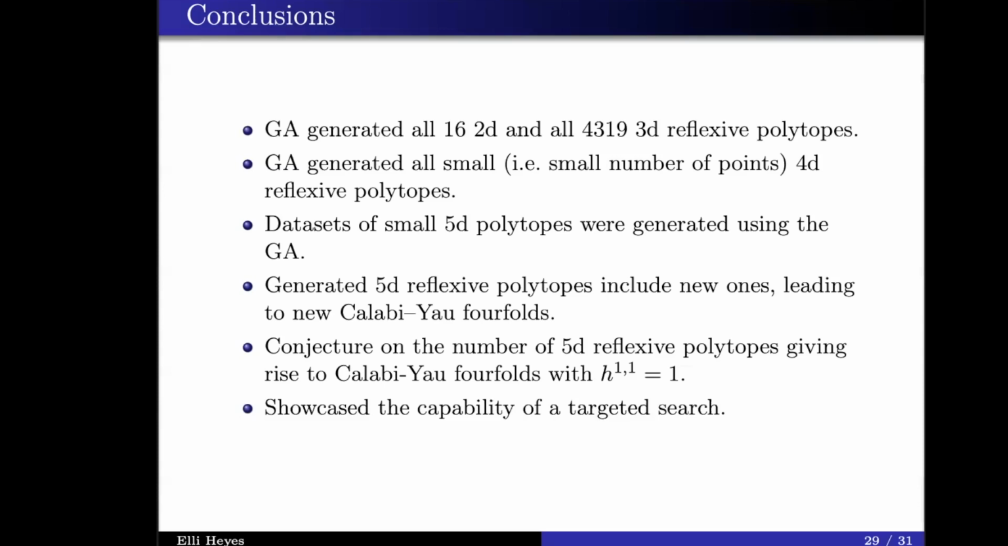Really, I think this last point is the most interesting, because it gives a new approach. In string theory, we're often dealt with a large number of Calabi-Yau to deal with, and the usual method is just exhaustively searching these complete databases. But this approach suggests maybe we could specify particular properties of our Calabi-Yau and give that to the genetic algorithm, and it can just give us some examples to play with.